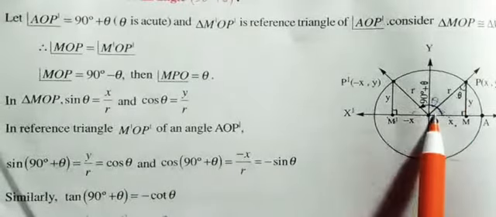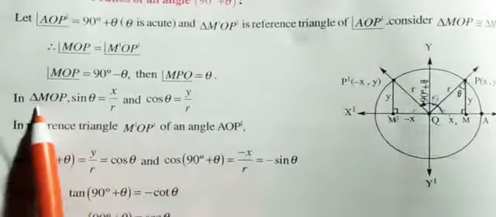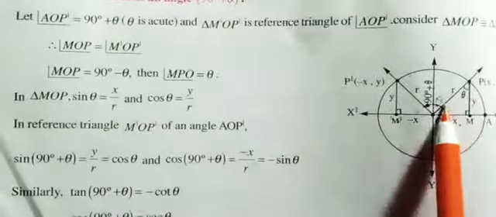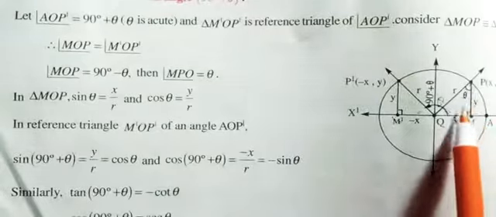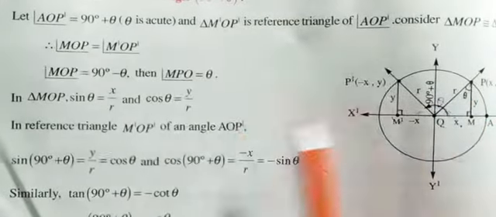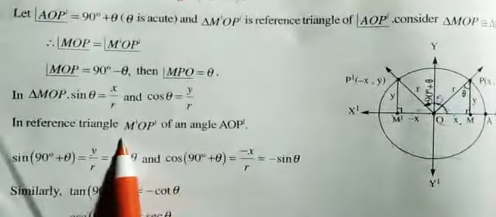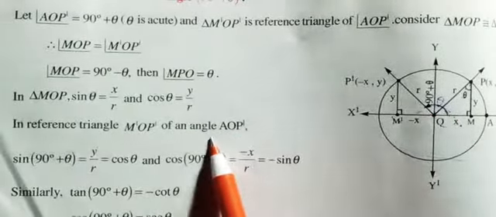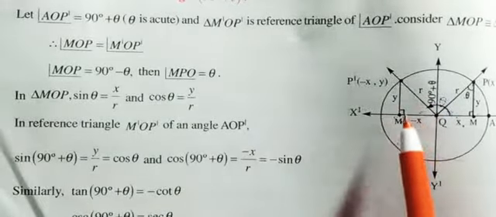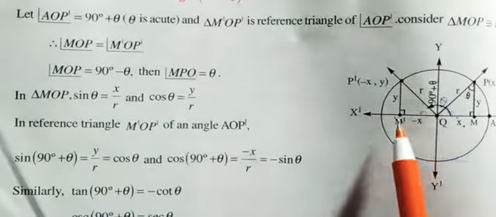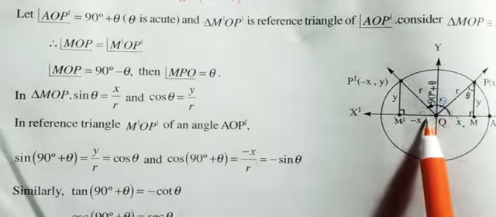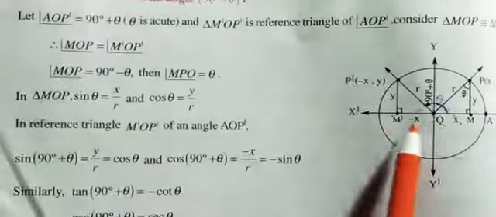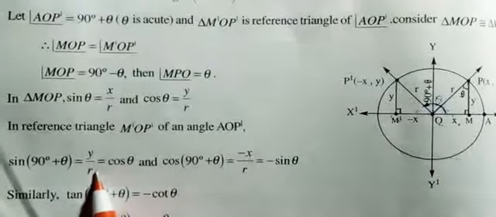MOP is 90 minus theta, so this is also theta. Now in triangle MOP, sin theta is equal to X by R, and cos theta is equal to Y by R. In reference triangle M dash OP dash of the angle AOP dash, sin 90 plus theta is equal to Y by R.